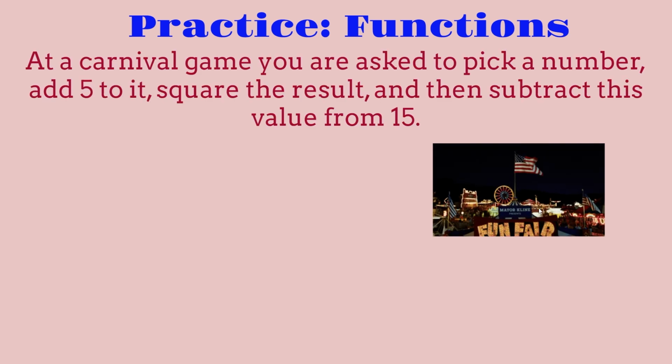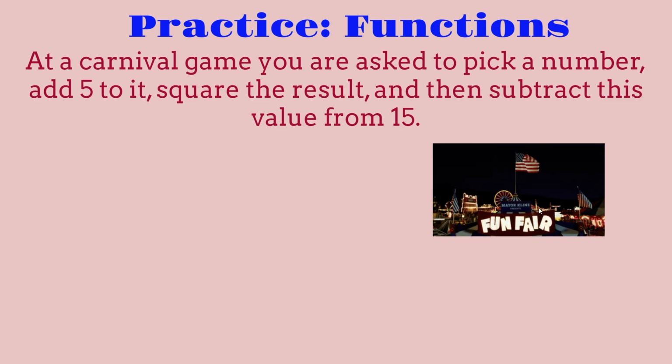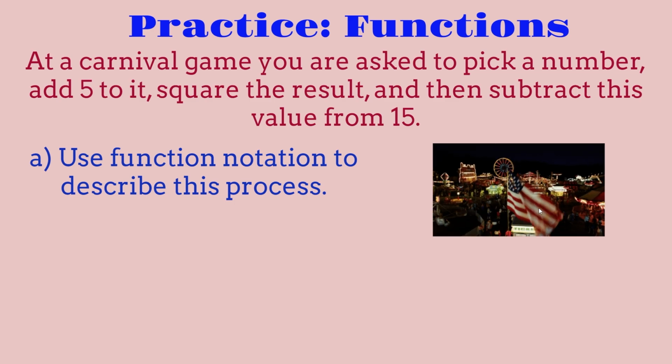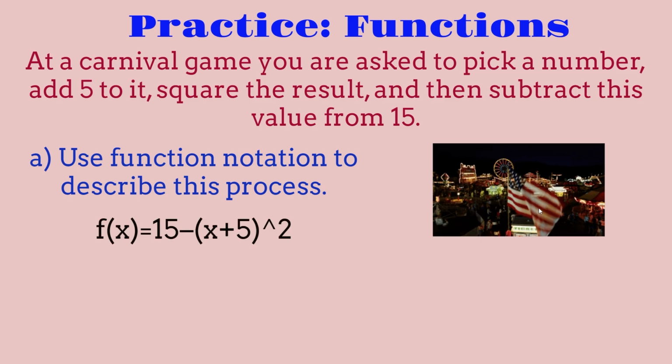Starting off, at a carnival game, you're asked to pick a number, add 5 to that number, then square the result, and subtract the value from 15. So let's create our function for this first. For question A, we need to use function notation to describe this process. So in order to do that, let's see what it looks like.